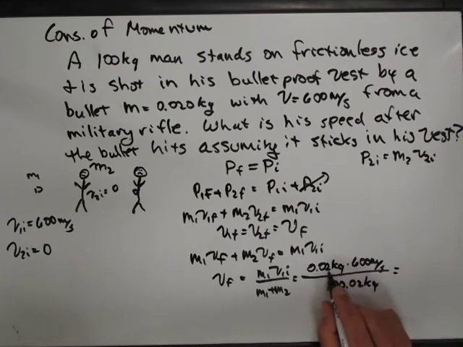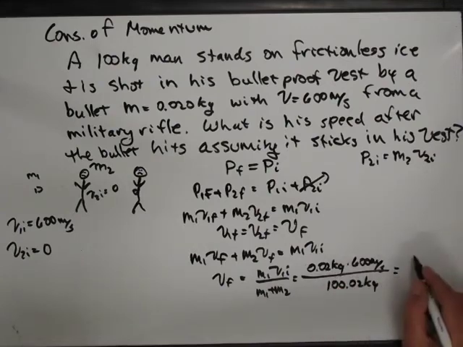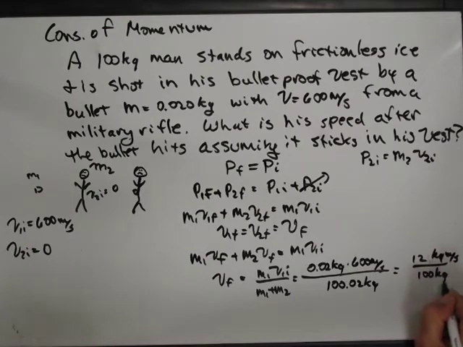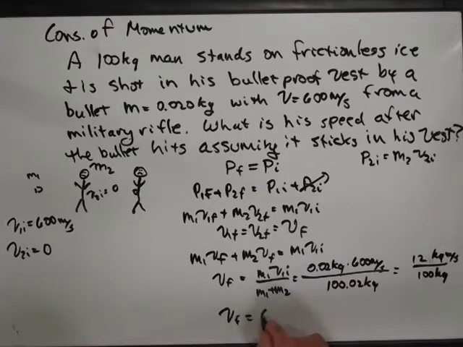This is 2 times 10 to the minus 2. This is 6 times 10 to the 2, so this is 12 kilogram meters per second over essentially 100 kilograms. You can keep those extra 2 significant figures if you want. They're not going to do you any good. And so this is equal to 0.12 meters per second.